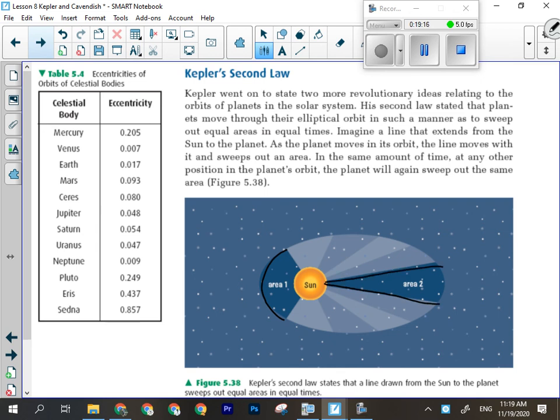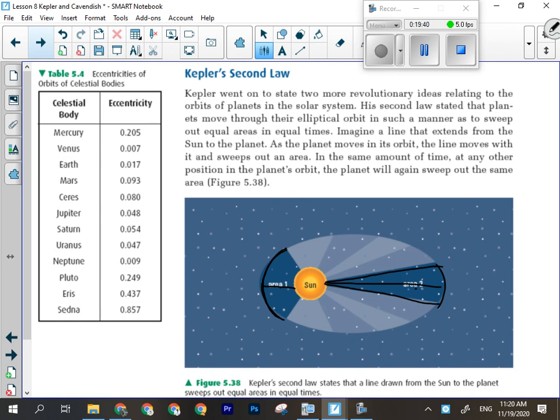Okay, but the area of each one of those sectors is the same. They just have different shapes. This one has a short radius, but a long arc. This one has a long radius, but a short arc. But the area of area 2 and area 1 are equal. That's how we prove that these things have elliptical orbits. So Kepler went on and he stated those.